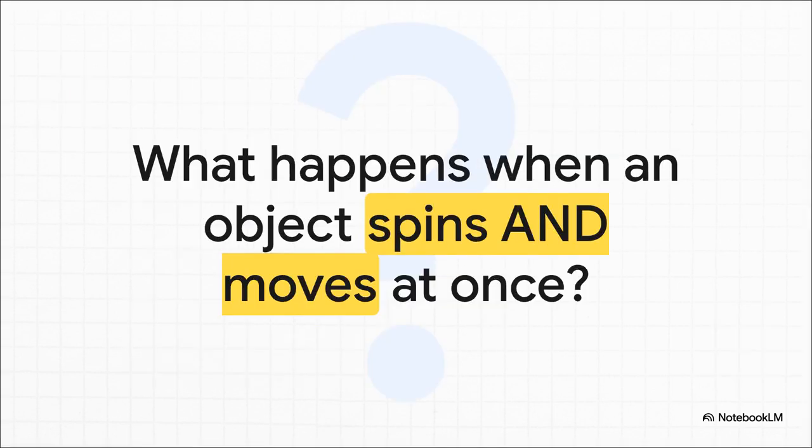This framework is incredibly powerful, but of course, it leads us to the next big question. We've tackled pure moving, and now we've tackled pure spinning. But what happens when an object does both at the same time, like a rolling wheel, or a bowling ball heading down the lane, or a planet orbiting the sun while it spins? Well, that's exactly where we're headed next.